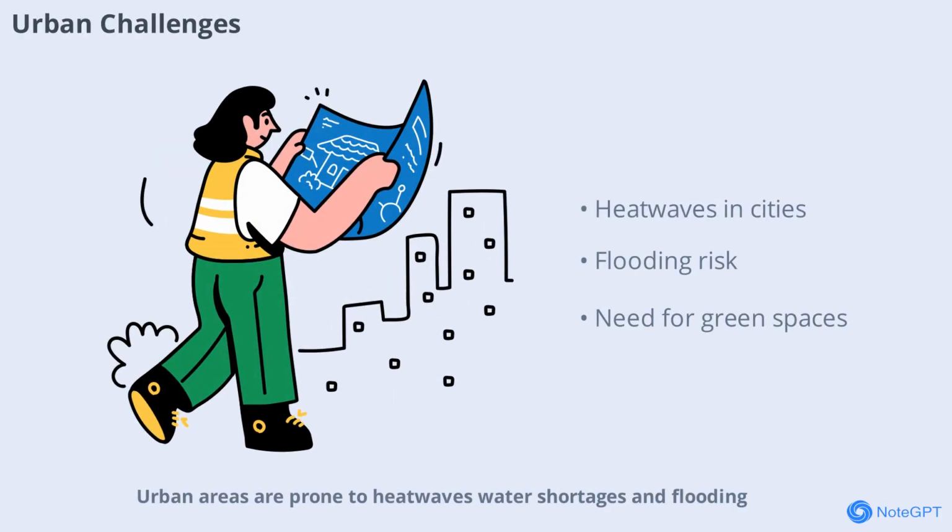Cities face unique challenges due to climate change. Urban areas are prone to heat waves, water shortages, and flooding. Rapid urbanization and inadequate infrastructure can make these problems worse. Solutions include building green spaces, improving drainage systems, and promoting sustainable transportation. Urban planning must take climate risks into account to create safer and more resilient cities.